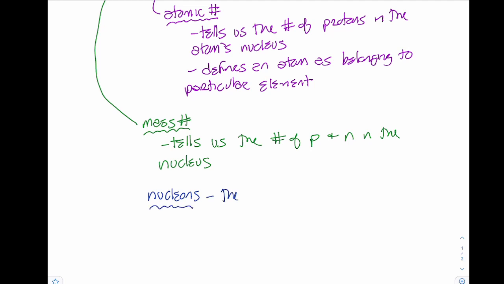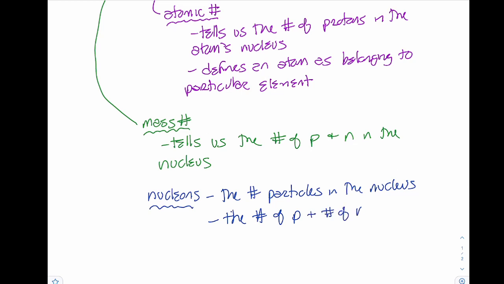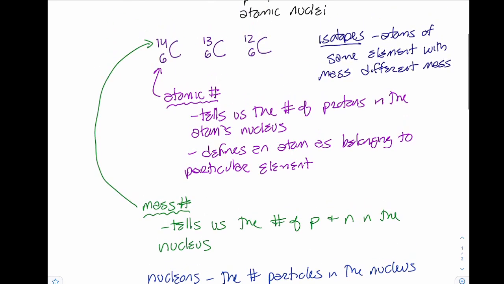So this is the number of particles in the nucleus. So it's essentially the number of protons plus the number of neutrons. So if I look at carbon 14, I have 14 nucleons. I have 13 of them in carbon 13. I have 12 in carbon 12.